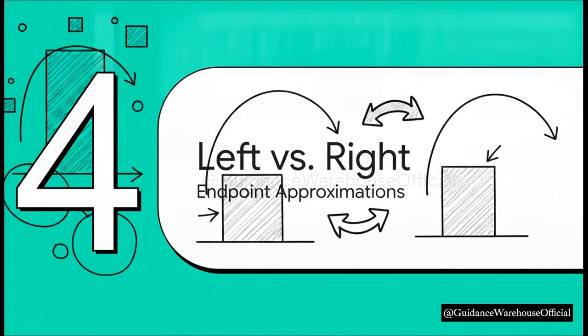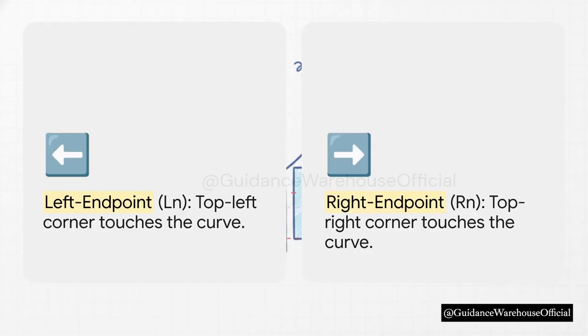Section 4, left versus right endpoints. That is an excellent question, and the answer is, well, you can actually do either. It just depends on which approximation model you choose to build.